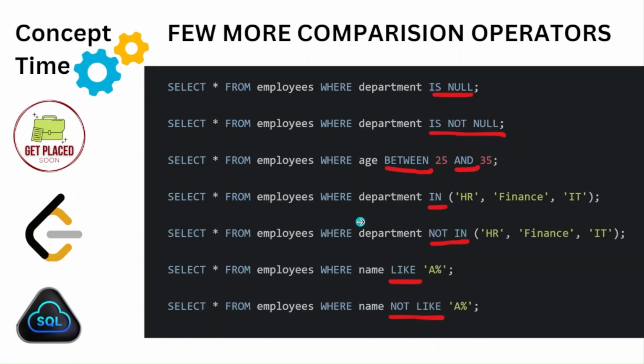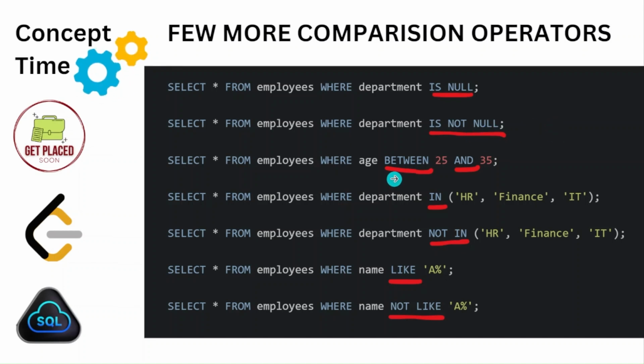Now moving ahead, yesterday we discussed a few comparison operators. Now let me explain a few more comparison operators. The first one we have today is NULL. Sometimes the table might also contain null values. Where department is null, meaning if the department column has null values, all those data are retrieved. And here, where department is not null, if there are any rows in the department column which are not null, those data are retrieved.